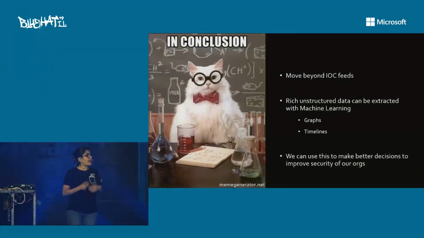In conclusion, I hope I've convinced you that it's time for threat intelligence to move beyond IOC feeds. There is a rich, unstructured data set that can be extracted with machine learning, and we can make the graphs and the timelines that we saw with that. And we can use this data to make better decisions for the security of our orgs.